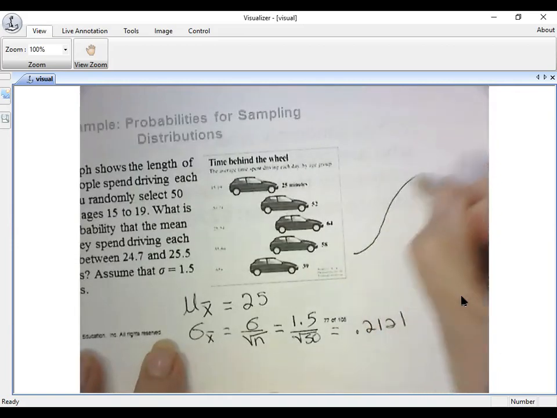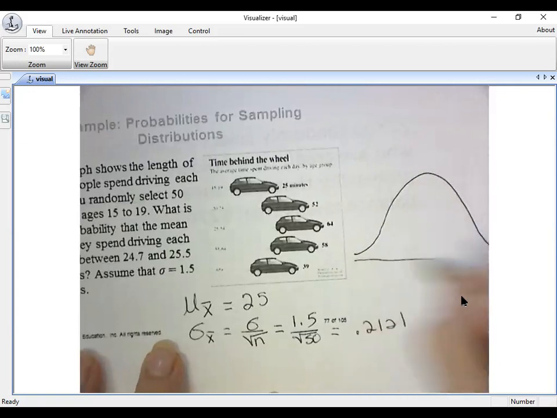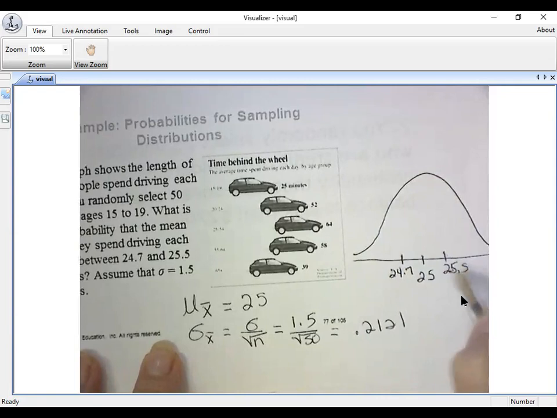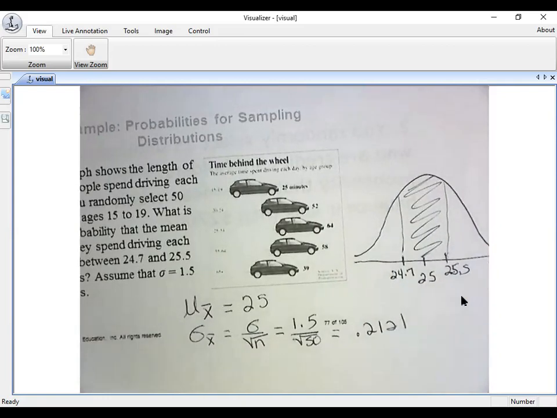You guys said this is going to approximate a normal distribution. And if the mean is 25, then I want to know between 24.7 and 25.5, what is that probability? Oh my gosh, what does that look like to you? Do you have the tools now to find it?